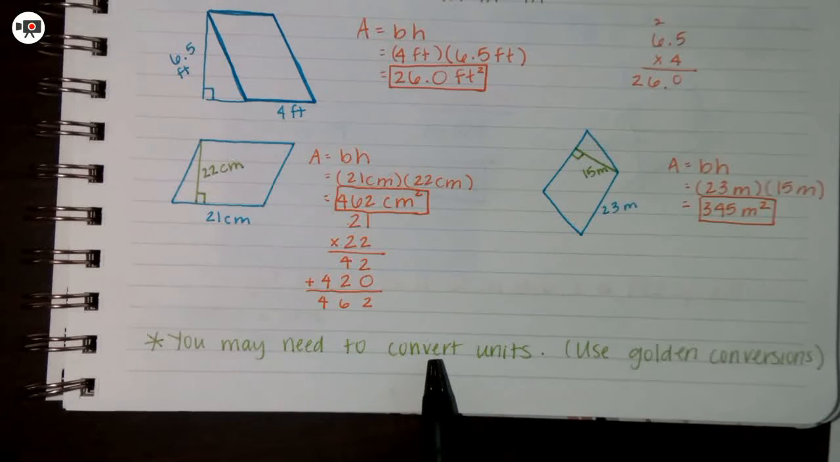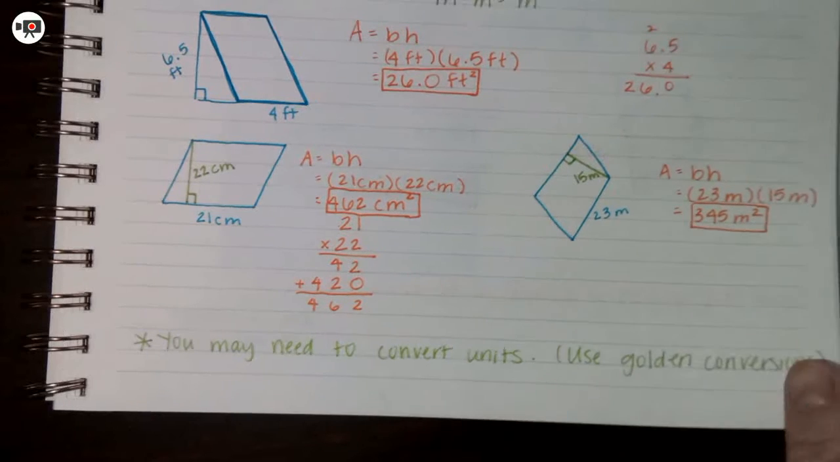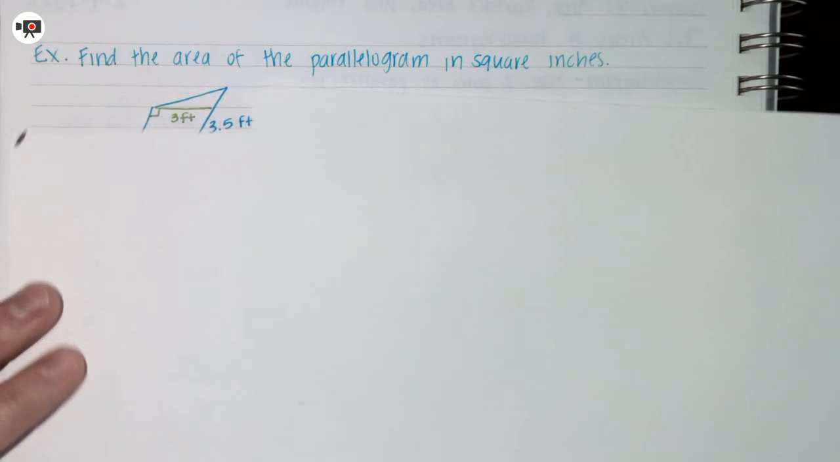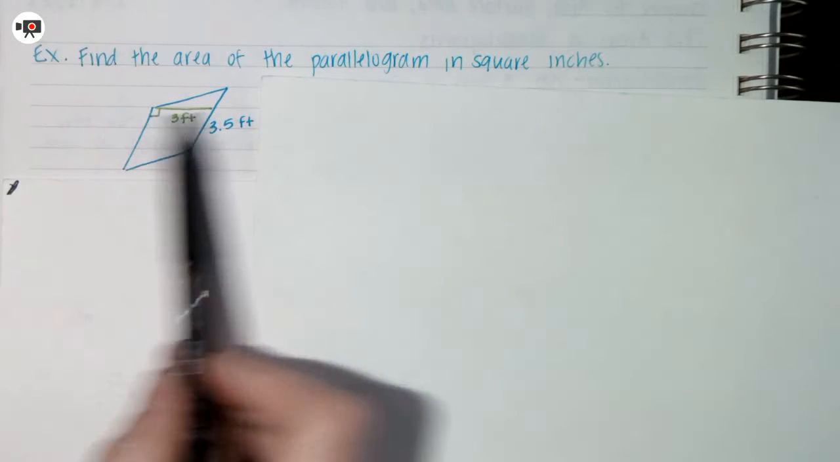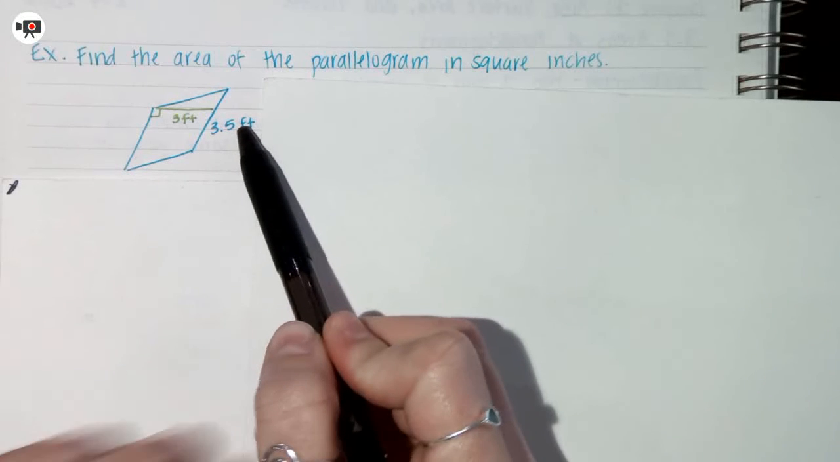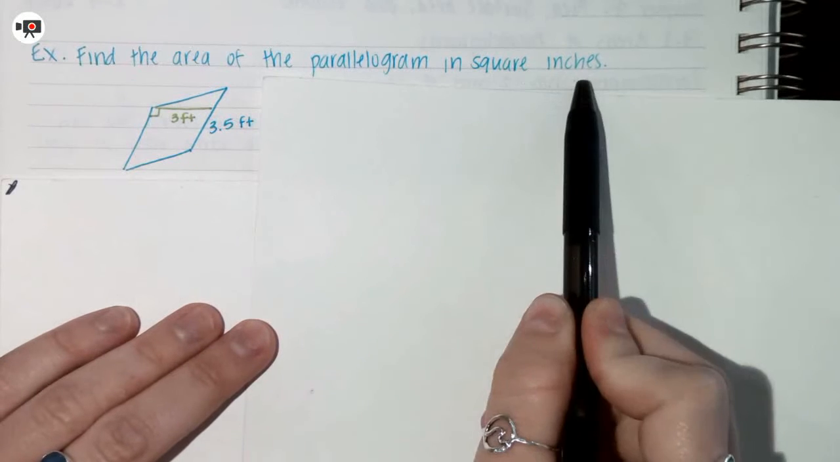Sometimes you might need to convert your units. Earlier in the year, I gave you a golden piece of paper that had a list of a ton of conversions on that. You should have kept it. You'll need to use that to convert your units when you don't know off the top of your head. So now we are going to find the area of a parallelogram in square inches. This parallelogram has 3 feet by 3.5 feet. So I know first I'm given feet, but I want square inches.